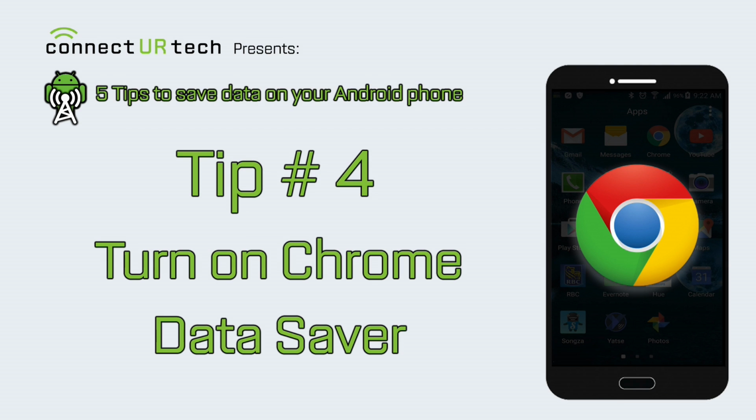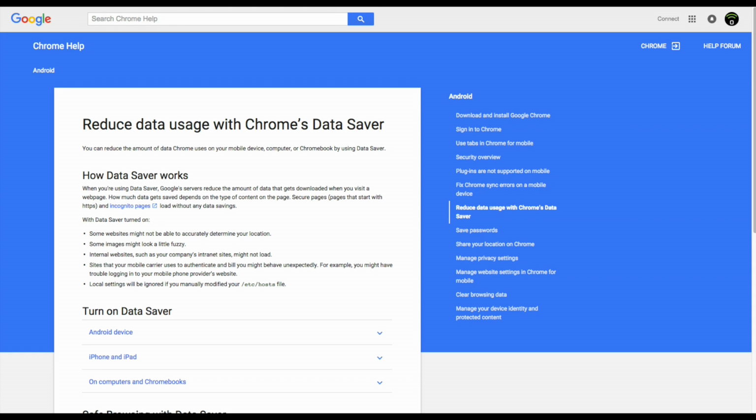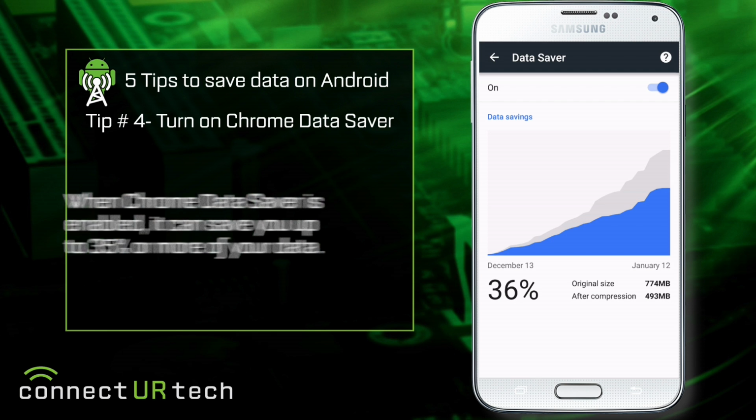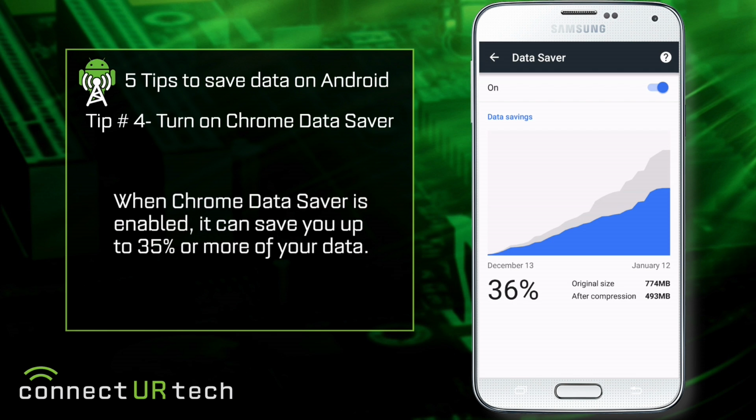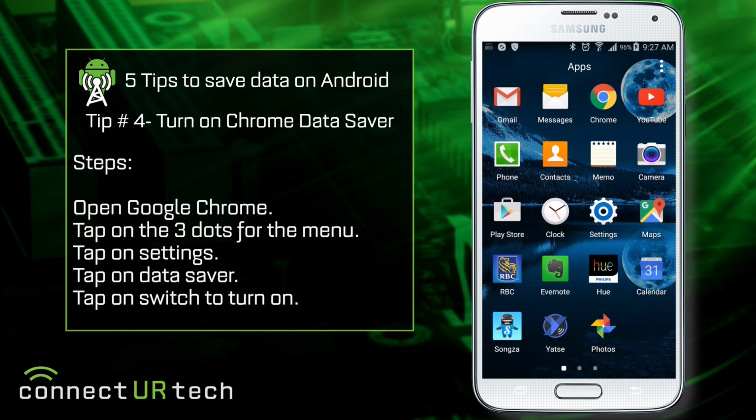Tip 4. Google Chrome for Android recently brought in a new feature that compresses data while browsing. It has been said that by using this feature, you can actually save 30 to 35% of your data. I recommend turning this feature on. I've been using it since it came out and I don't notice any difference in browsing.